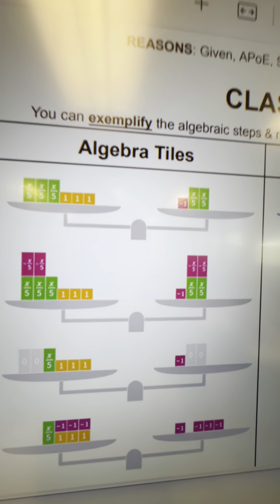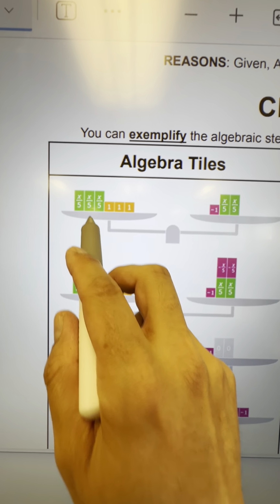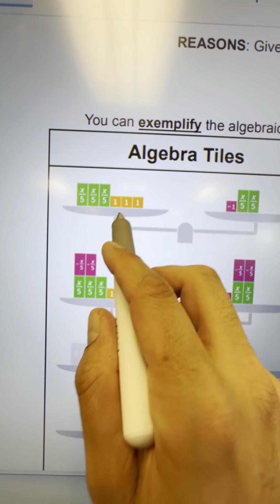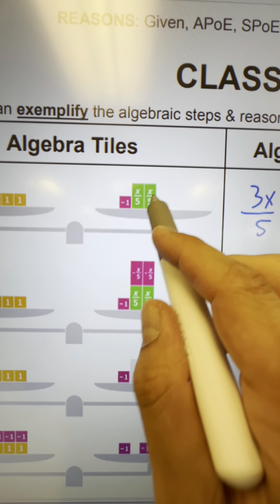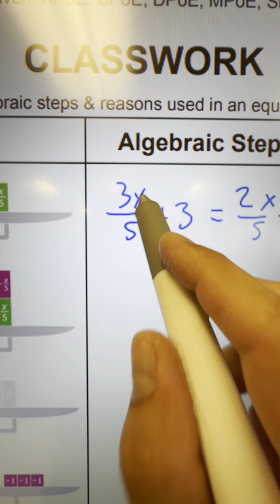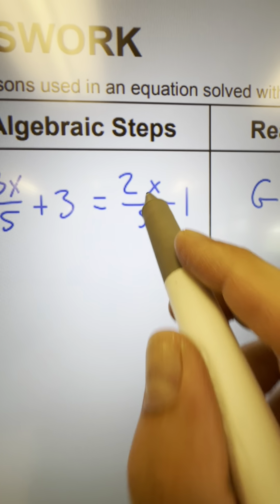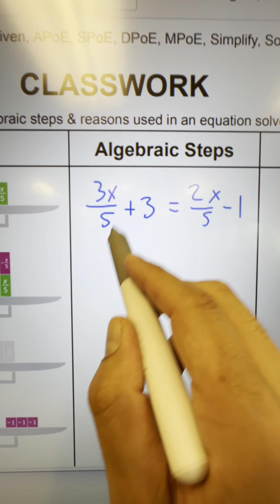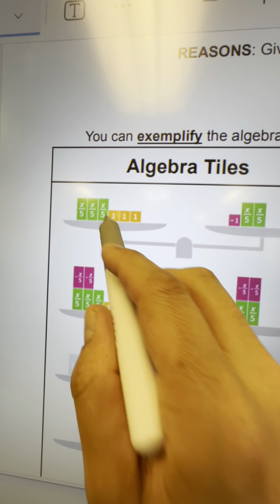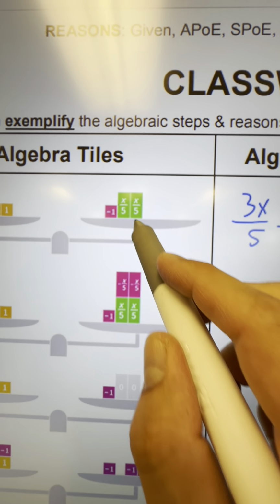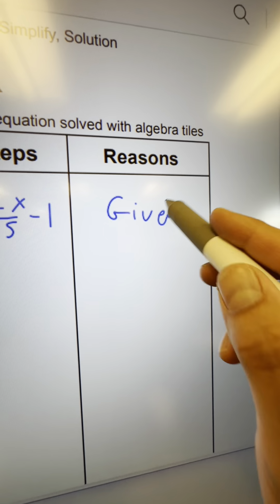And then here is our third example, the last example. We can see here that we have 3 x over 5s, 3 of those, and 3 1s. And here we have 2 x over 5s and a negative 1. So the way you write 3 of these is you're going to put 3x over 5. And on the other side, we have 2 of the x over 5, so we put 2x over 5. So 3x over 5 plus 3 equals 2x over 5 minus 1. That's our equation, and that was given to us, so that's our reason.